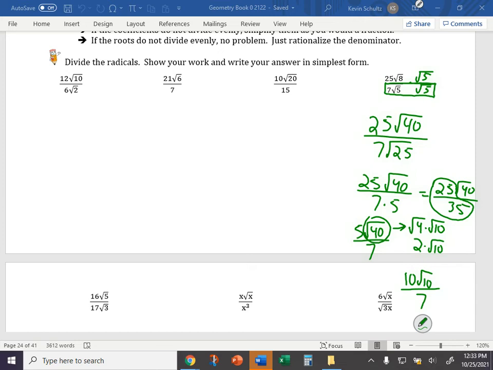It's ridiculous. Any others that you can see on the page that you want to go over, including the ones on the second page there that are visible? Third page. Caleb, can we do the last one? Is it visible? No. Oh wait, can we do the last one? What's visible? Sure, 6 root x over root 3x.